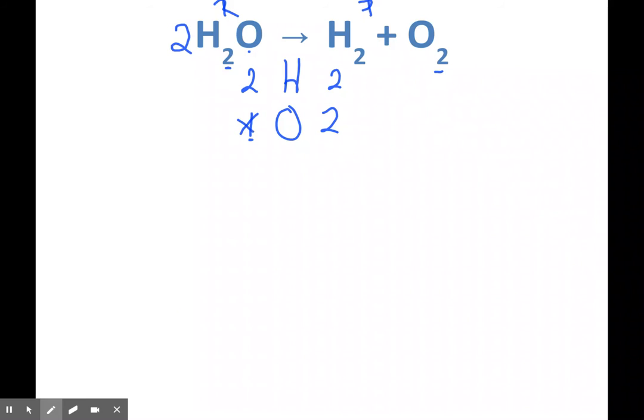So now I have 2 oxygens, but that changed my number of hydrogens. I'm now going to have 4 hydrogens over here. So now my hydrogens are not balanced, but that's going to be a little bit easier to fix. If I just put a 2 in front of this hydrogen, now that gives me 4. I've got 4 and 4 hydrogens and 2 and 2 oxygens. So my balanced equation is going to have 2 waters, 2 hydrogens, and this is understood 1 oxygen.